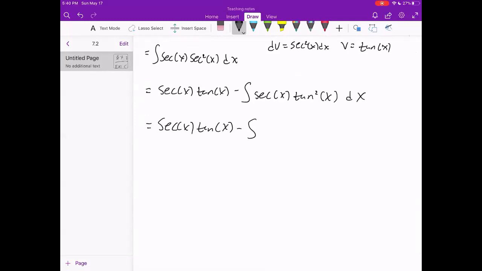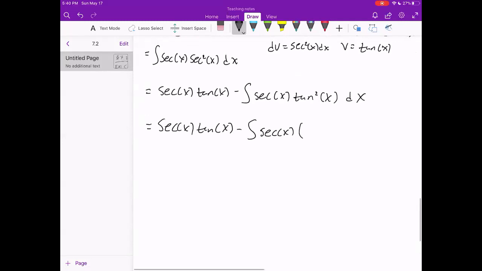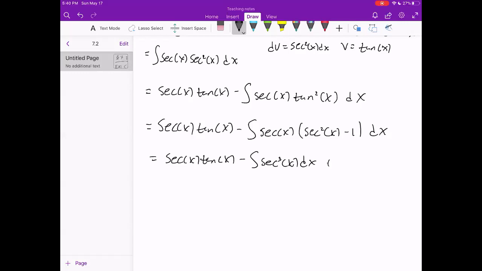So what I'm going to do now is rewrite this as secant of x. So tan squared of x is secant squared of x minus 1. So this is secant of x, tangent of x. I'm going to split up this integral. I get minus the integral of secant cubed x dx plus the integral of secant of x dx.